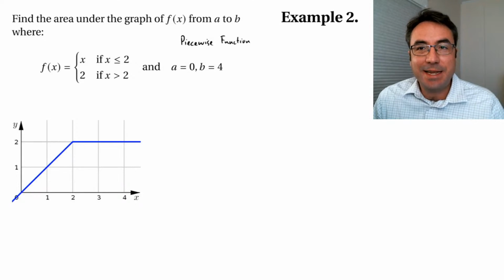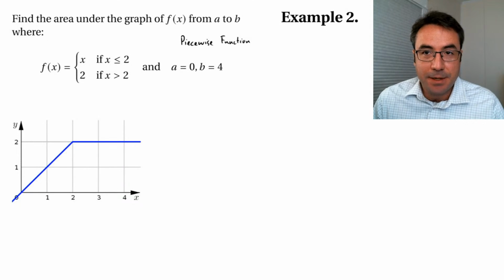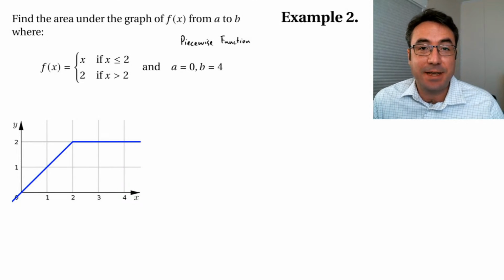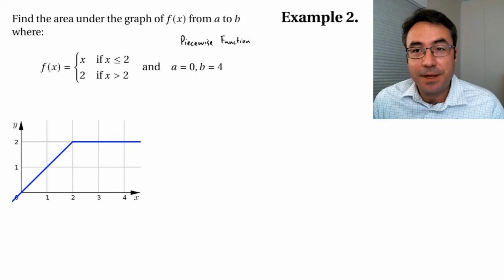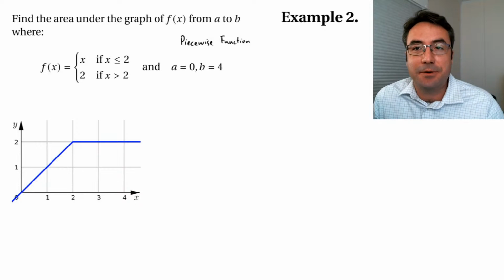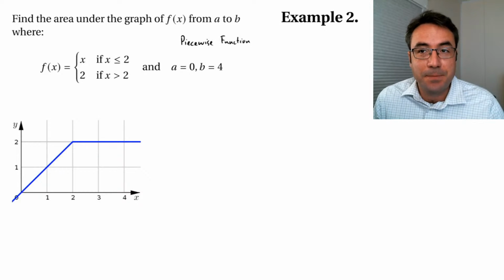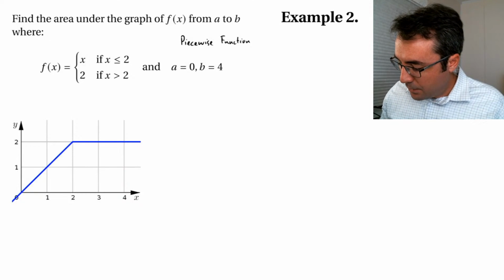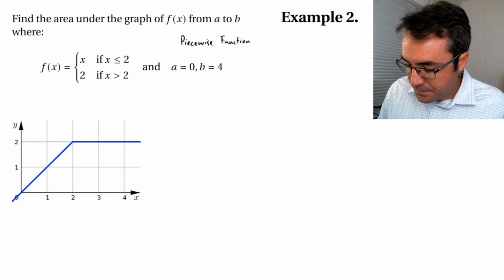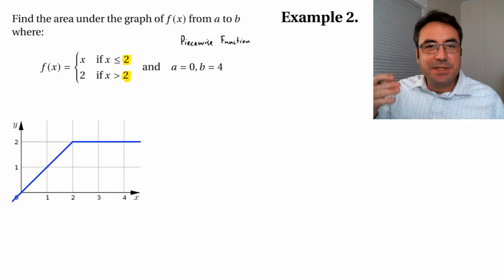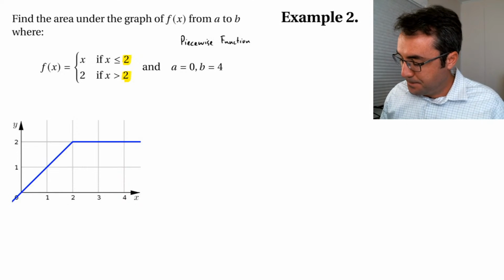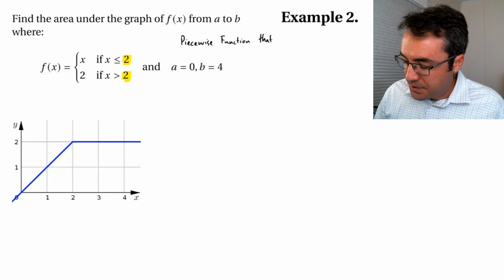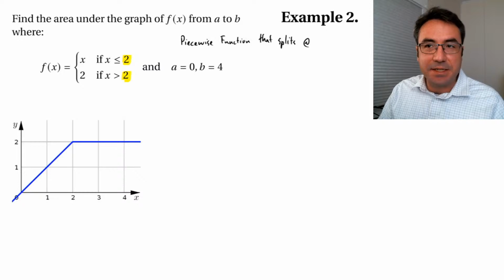What we see is that if x is less than or equal to 2, our piecewise function is defined as x. And if x is greater than 2, the other piece of our function, well then our function is defined as the constant function 2. So piecewise functions have different pieces involved, and really where the pieces get split up is when x is equal to 2. So we're just going to note that first of all. This is a piecewise function that splits into its different pieces at x equals 2.